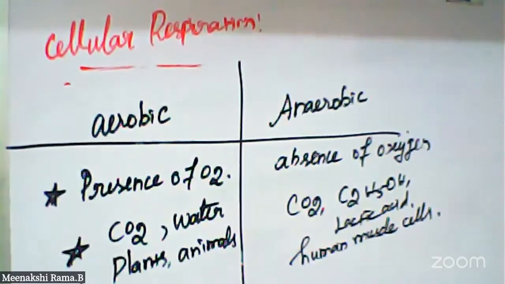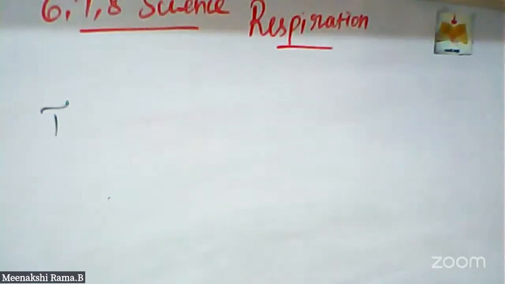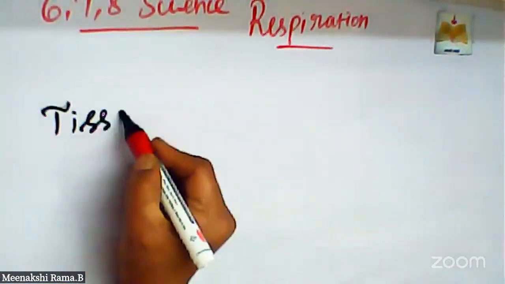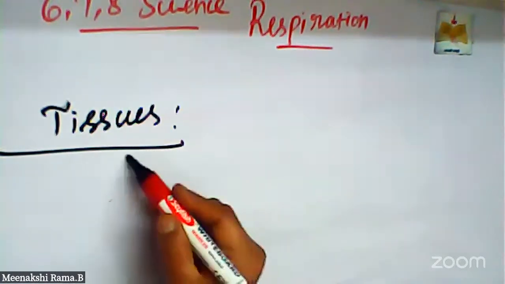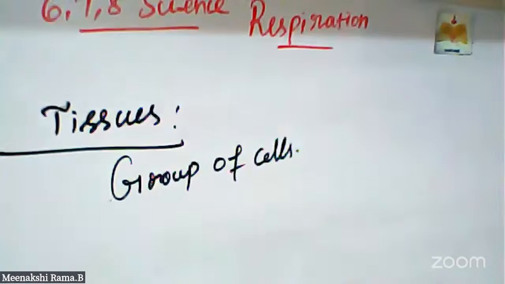Tissues. What is tissues? Yes, the cell is the basic part of our body. Uncountable cells are present in our body, is it or not? After that, cells form tissues, and then organ systems are formed in our body. So tissues is nothing but a group of cells. A group of cells is otherwise called tissues.